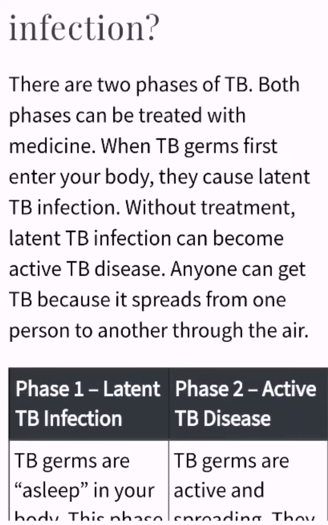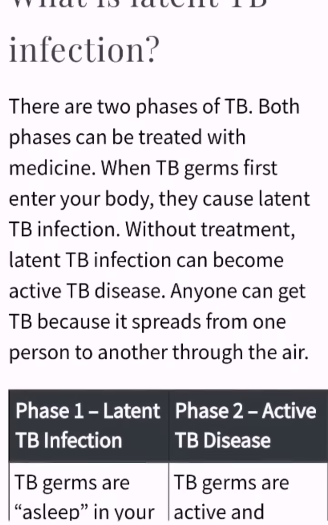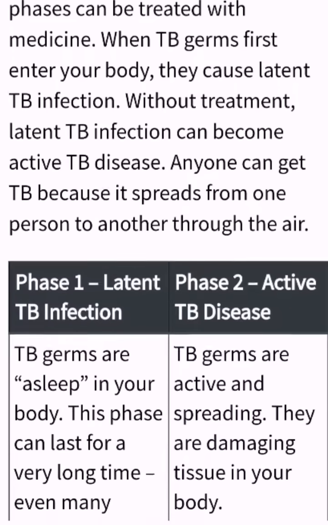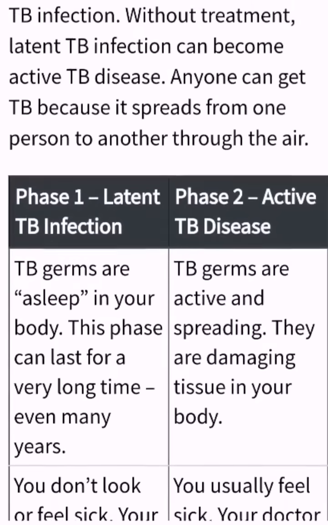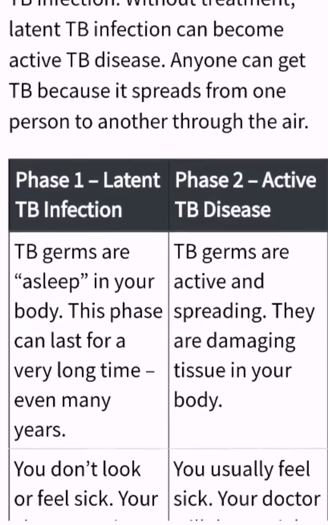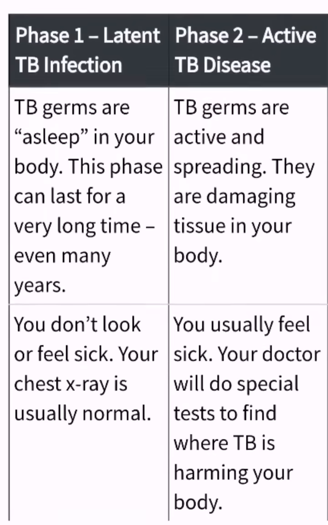Both phases can be treated with the medicine. When TB germs first enter your body, they cause the latent TB infection. Without treatment, latent TB infection can become active TB disease. Anyone can get the TB because it spreads from one person to another through the air. Phase 1 is latent TB infection and phase 2 is active TB disease.